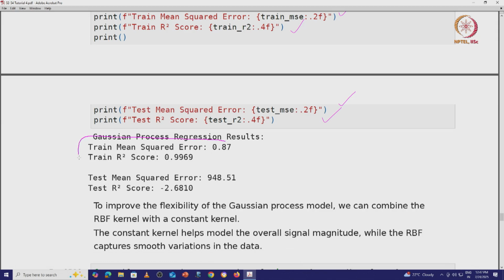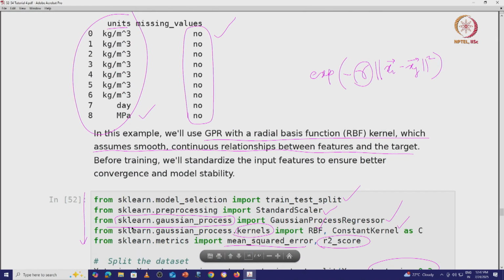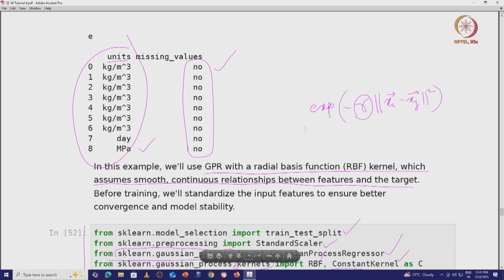Look at the train model performance, it is quite good, MSE of 0.87, the R squared score of 0.99, but look at what happened in the testing. The MSE is so high and the R squared value is negative, right. So that means that our plain vanilla RBF kernel is not working as well, right. And what could be the reason behind this? The reason could be that the RBF kernel is just the exponential part of this, right. So we are not setting a scale for the problem here.